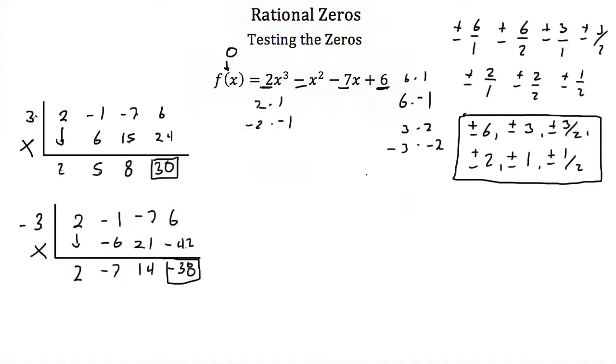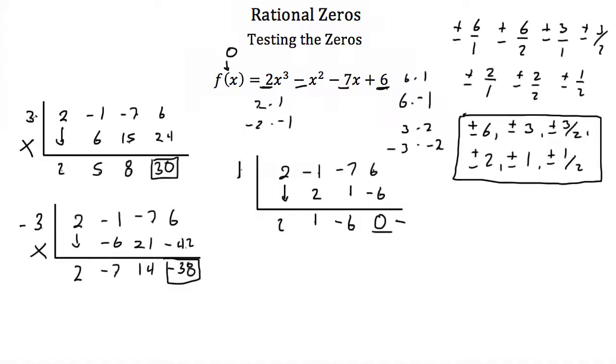Let's try positive 1. We have a positive 1, and then our coefficients are 2, negative 1, negative 7, and 6. We place our division sign, carry down the 2, multiply it by 1, we get 2. Add these, we get a positive 1. Multiply that by 1 and we get 1. Negative 7 plus 1 is a negative 6. Negative 6 times 1 is a negative 6. And 6 plus negative 6 is 0. So here we have our 0. That's what we were looking for. And that means that 1 is a rational 0 for this equation.